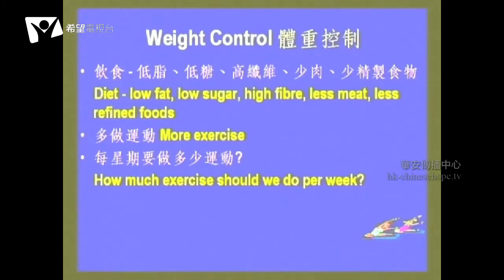So now let's talk about weight control. In fact, everything that we mentioned for diabetes, for cholesterol, and for hypertension is applicable to weight control too.